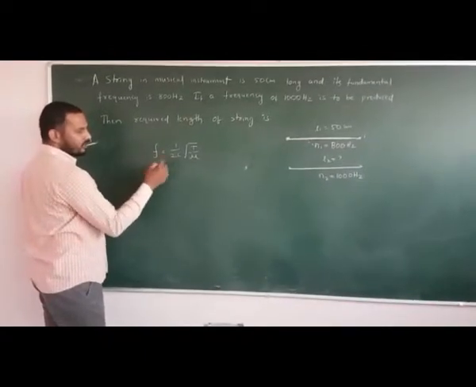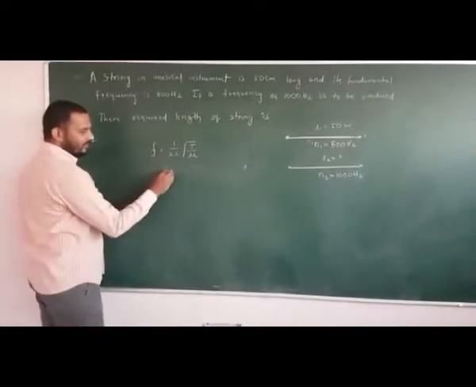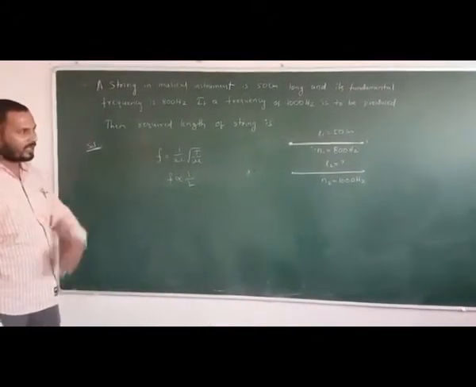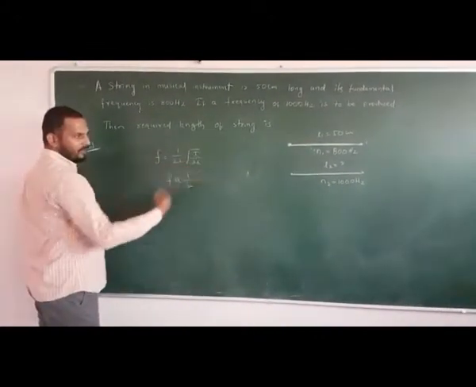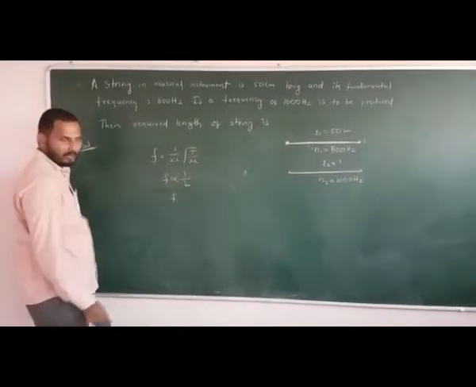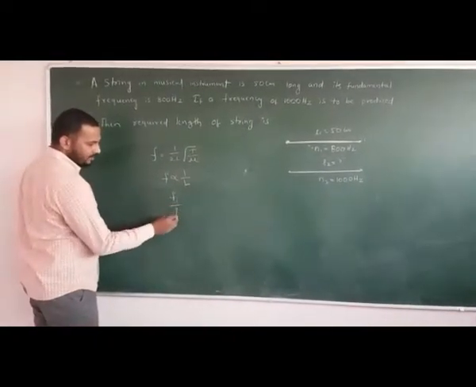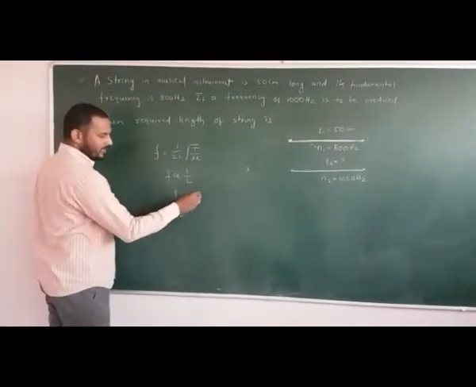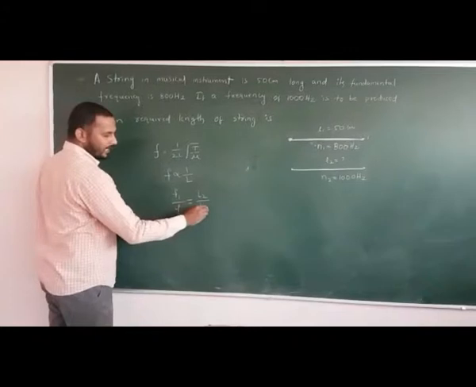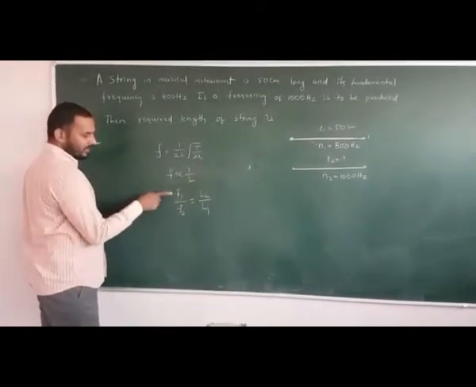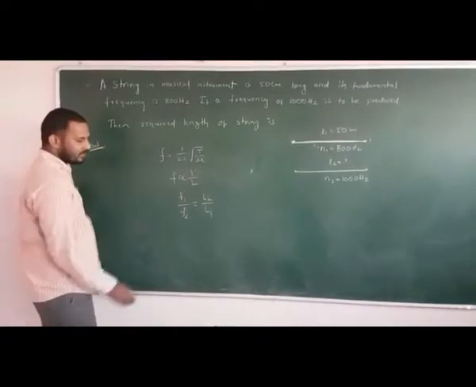What is the relation we have to get here? f is inversely proportional to length. Now I am comparing the two strings. The frequency of the first string I consider as f1, and the frequency of the second string as f2. According to that, I get the relation L2 by L1. Here the L1 value, f1 value and f2 value are all given.